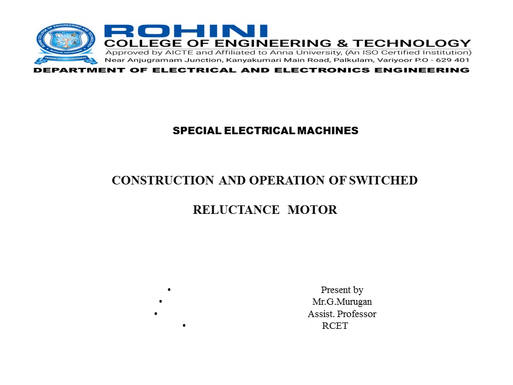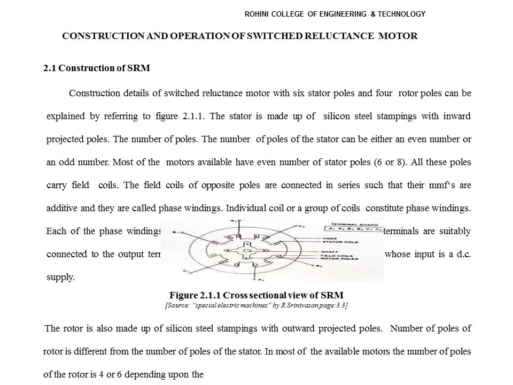Today we are going to see about the construction and operation of the switched reluctance motor. This is the diagram for the cross-sectional view of the SRM motor. Normally the motor consists of a stator and a rotor. The stationary part in the machine is called the stator, and the rotating part in the machine is called the rotor. These are the constructional details of a switched reluctance motor with 6 stator poles and 4 rotor poles.